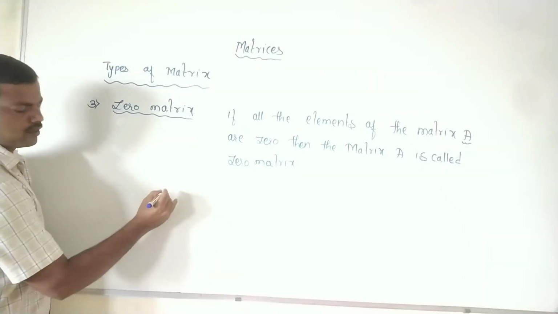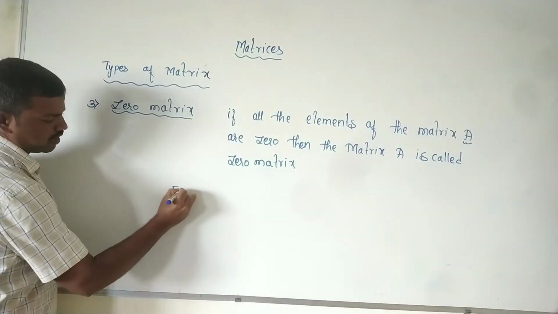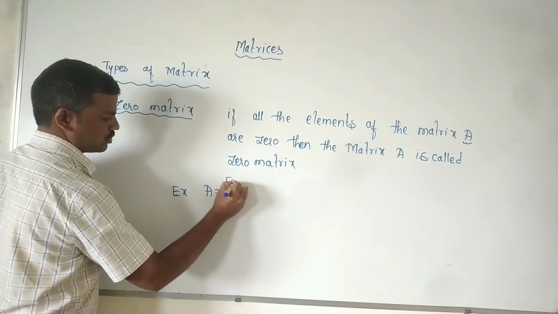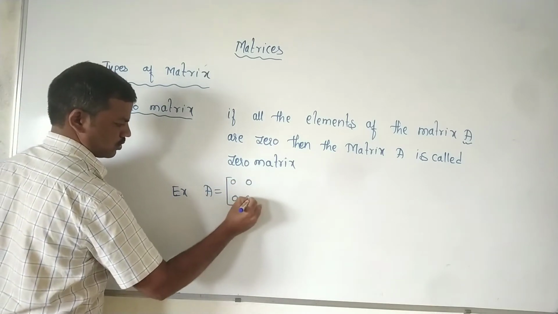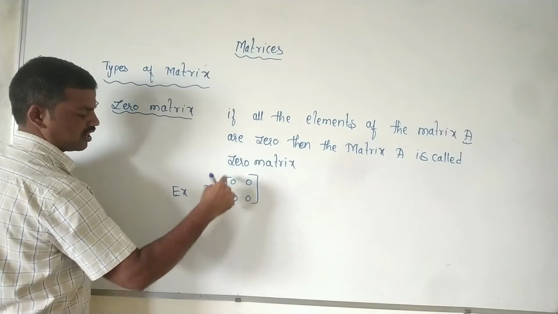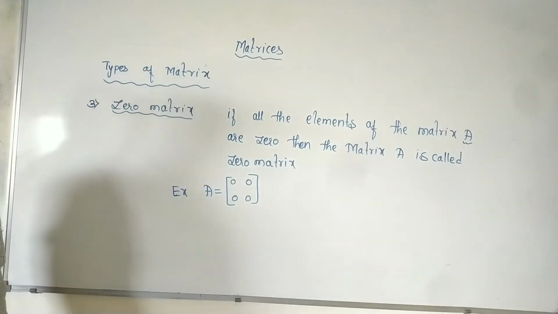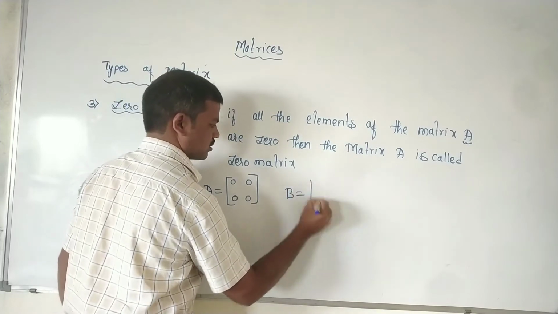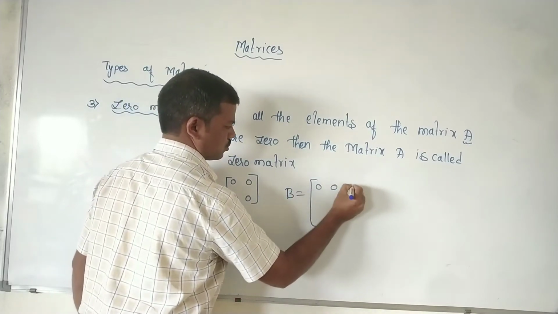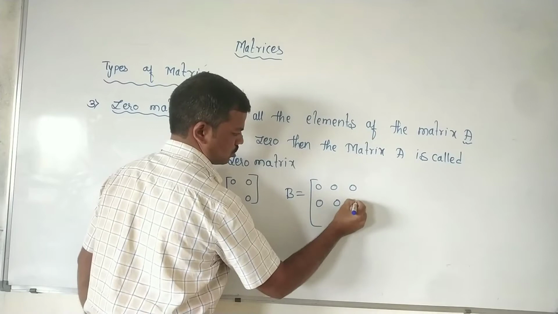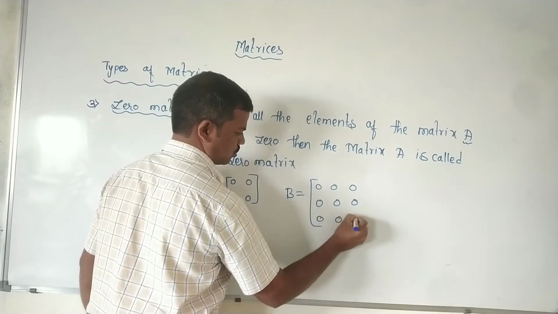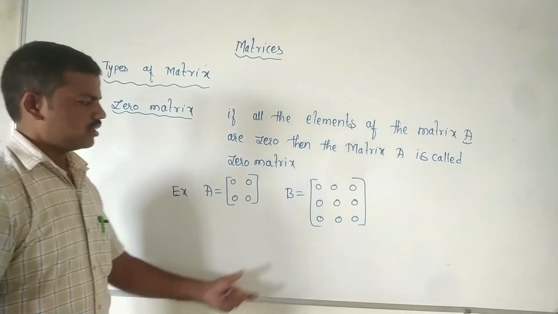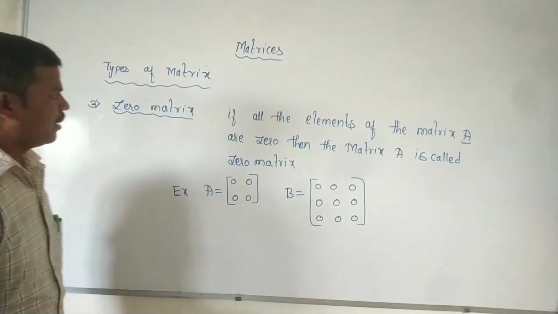Example for the zero matrix: we can write A is equal to zero matrix. How will you write it? 0 0 0 0. If all the elements of this matrix are zero, or we can take another matrix, 0 0 0 0 0 0 0 0 0. Here all the elements of the matrix are zero, then it is called a zero matrix.